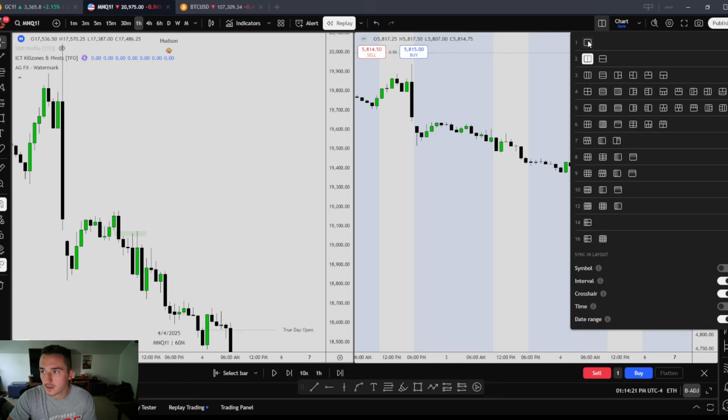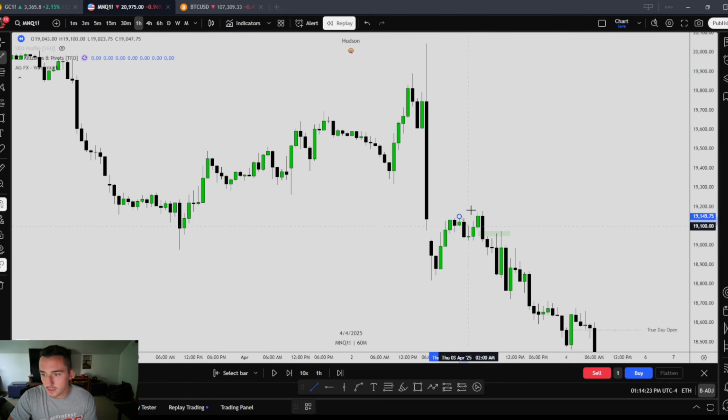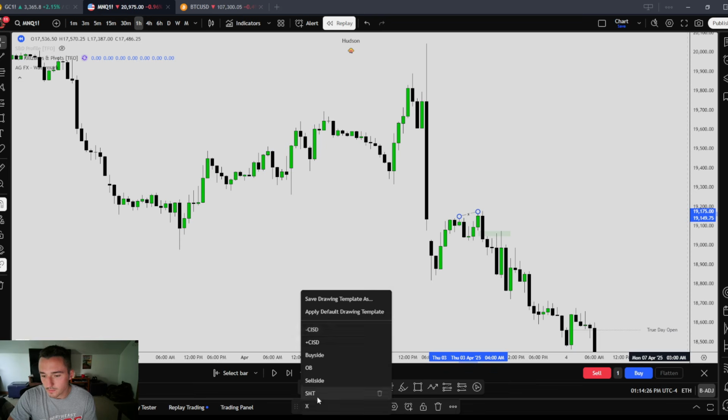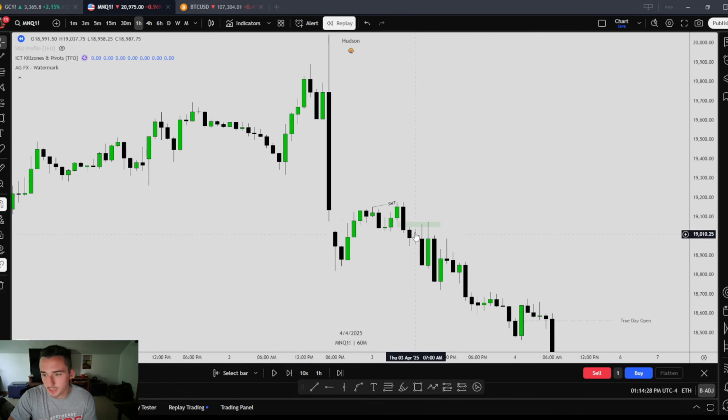Okay, so we have an SMT with this high right here. This high no longer has to be taken. We have a fair value gap, and we have equal lows, right? Higher time frame order flow, bearish. Higher time frame key level, check. Even an SMT, check. Right here, fair value gap.